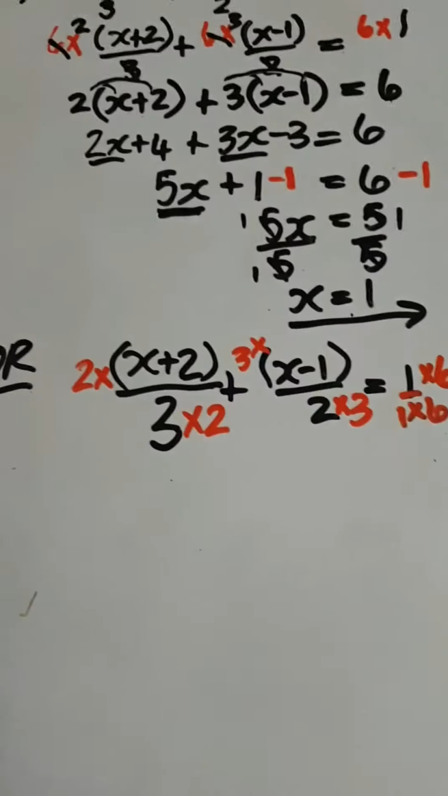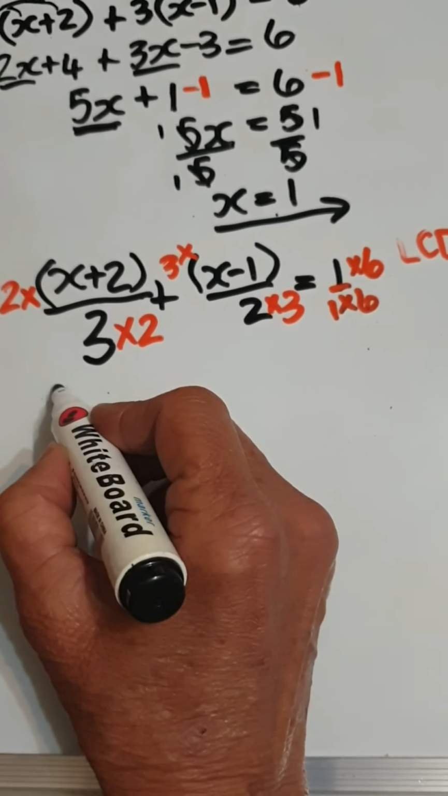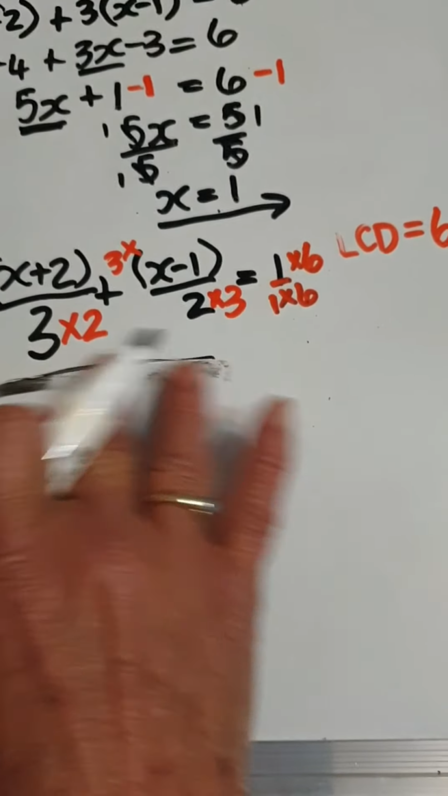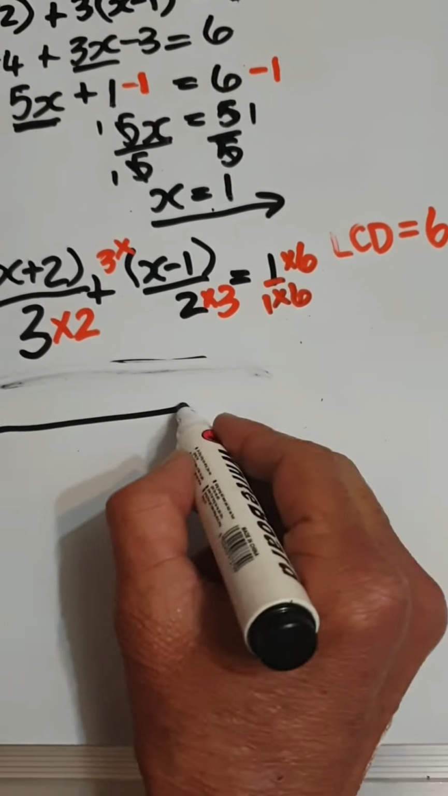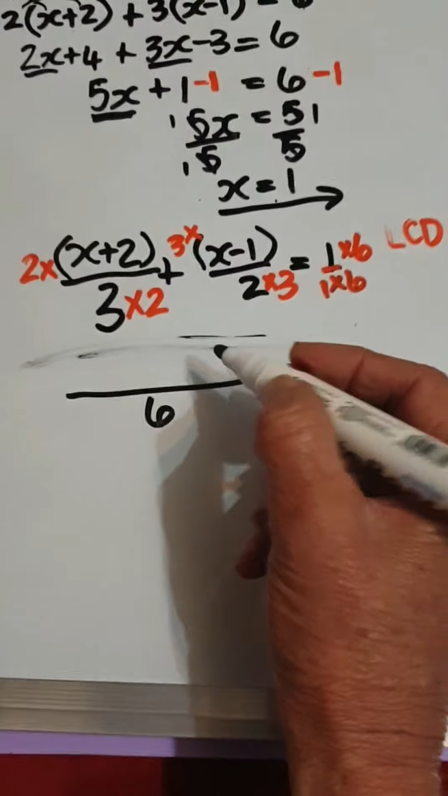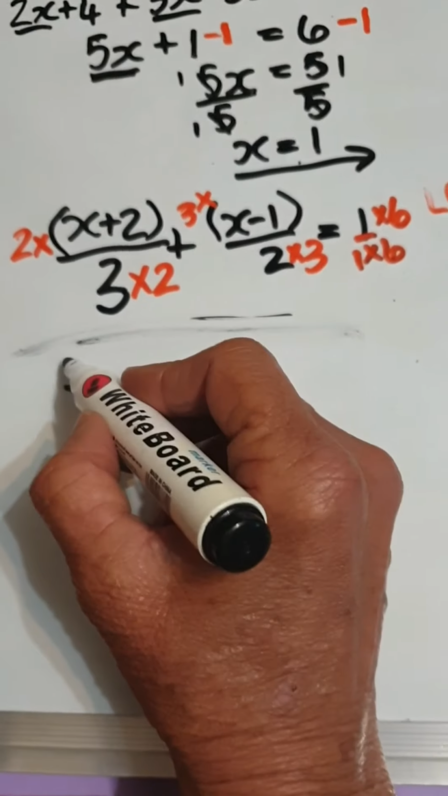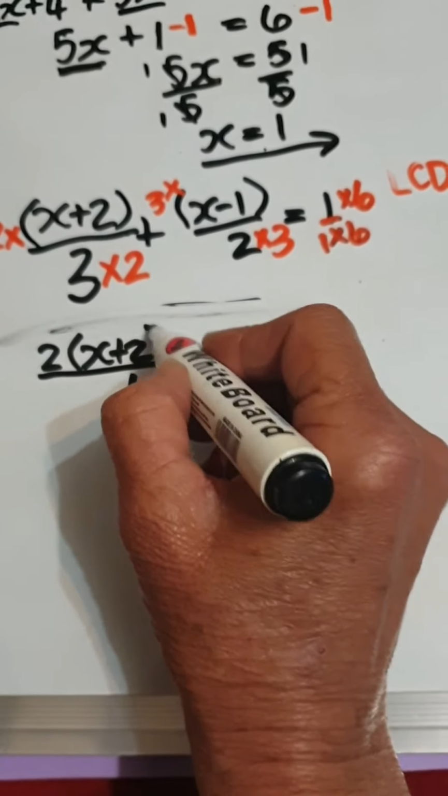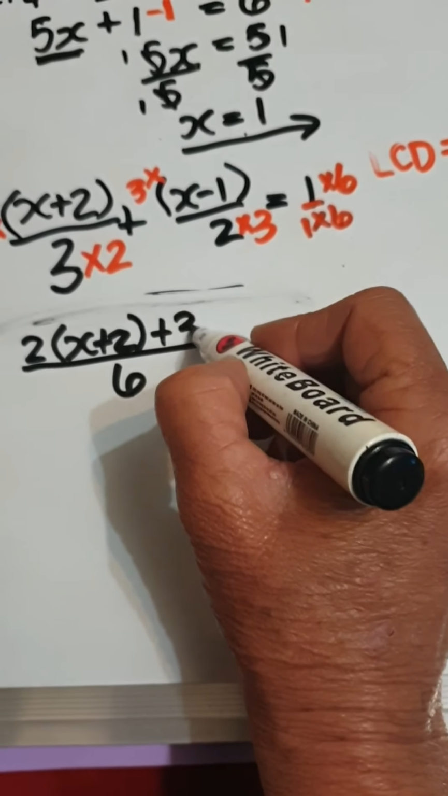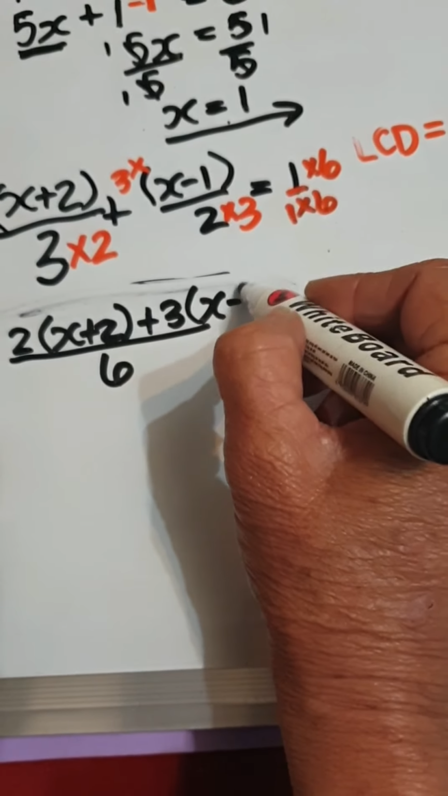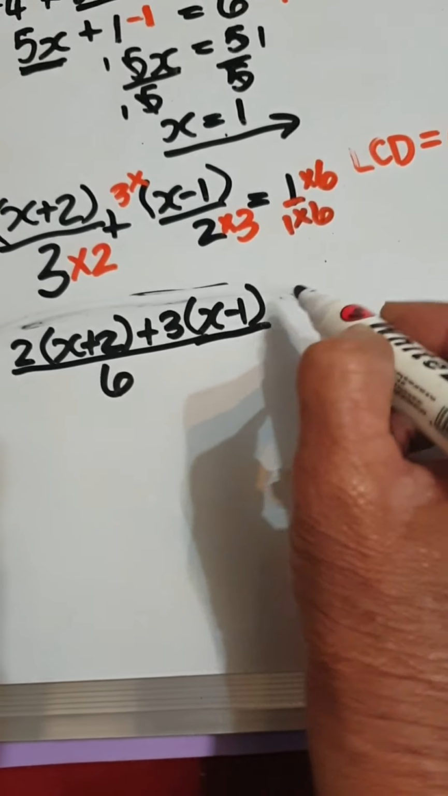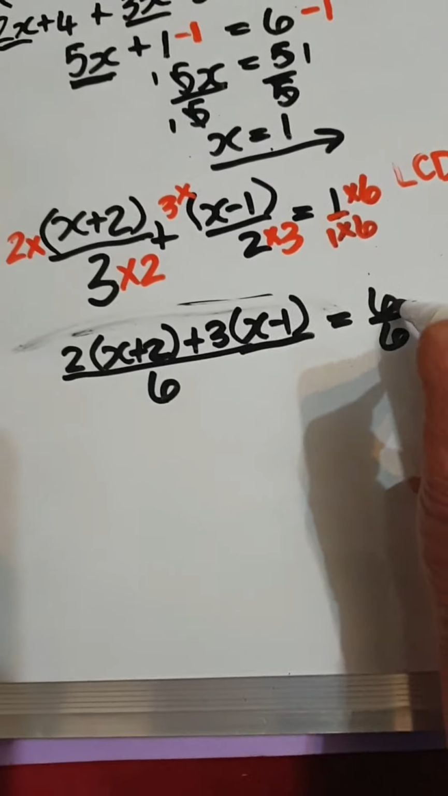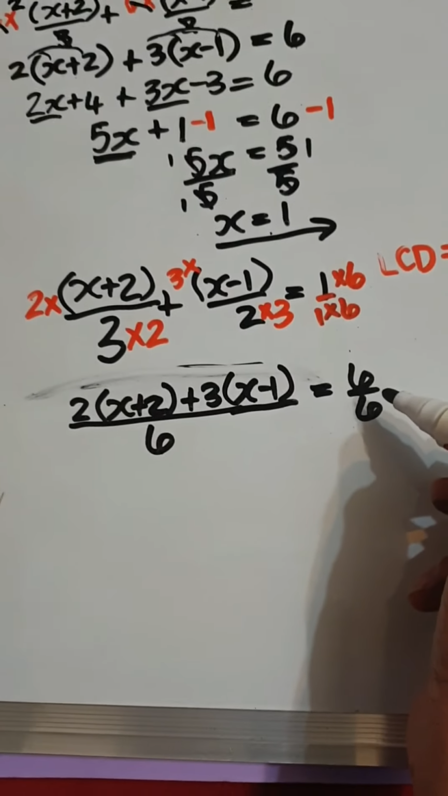What does that give me now? I can write this as one fraction because I all have the same denominator now. So I can say, above the line, I now have 2 times x plus 2 plus 3 times x minus 1 equal to 6 over 6. So I have the same denominator on both sides.